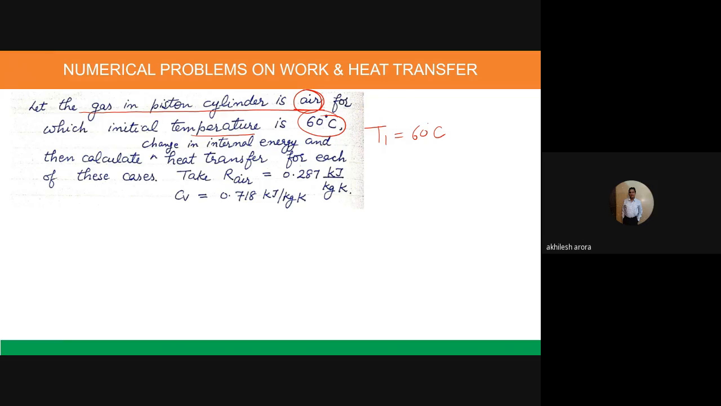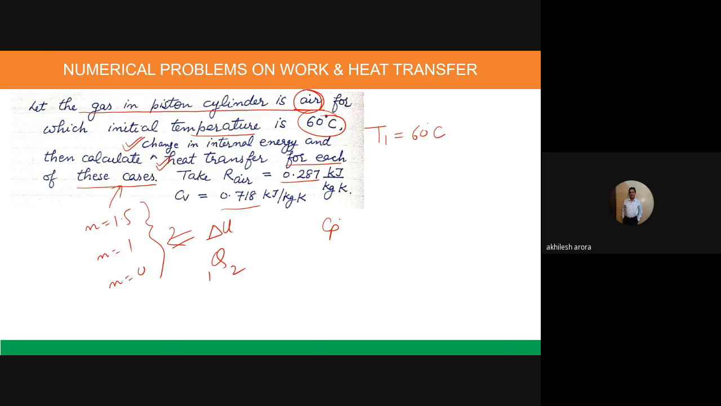Celsius. And we have to calculate the change in internal energy and heat transfer for each of these three cases, that means for n equal to 1.5, n equal to 1, and n equal to 0. For all these three cases, we have to calculate the value of delta U, and we also have to calculate the value of heat transfer Q1 to 2. And one more thing which is given to us is the value of R for air is 0.287 and Cv is equal to 0.718.